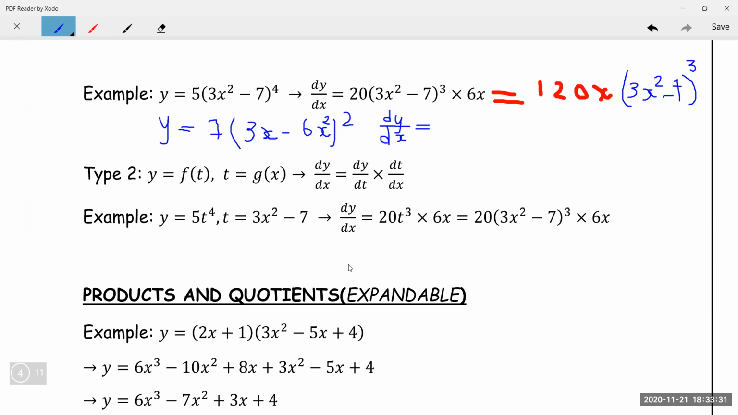How do you get 20? I get the 20 right here. First thing you do is bring down the power, so it becomes 4 times 5, and 4 times 5 is 20. Then you subtract 1 from the power, and that's how we get the 3. Then we multiply by the derivative of what's inside the bracket. When you differentiate 3x squared, we get 6x. When we differentiate negative 7, we get 0. So just multiply it by 6x.